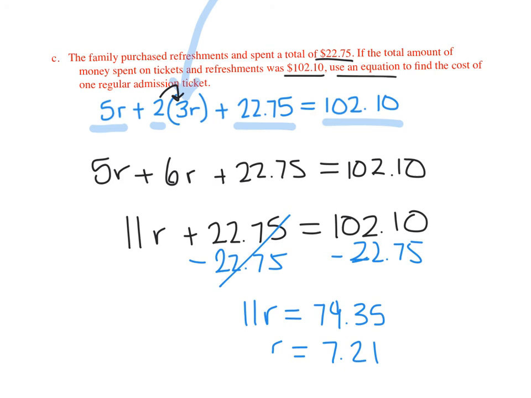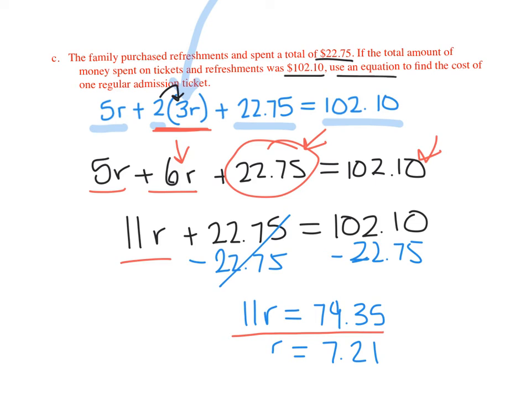Here, looking at the problem, you can see I used the distributive property on my 2 and 3R, which gave me a 6R. I collected like terms and got 11R. Then I have this concessions amount here, so the first thing I did was I subtracted that from both sides. I subtracted it from where it was added on, and I subtracted from the total, and I found that 11R came out to $74.35. When I divided that, I actually got 7.21363, and so then I just rounded it to the nearest dollar, and there's my final answer.